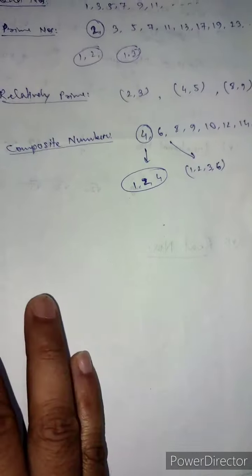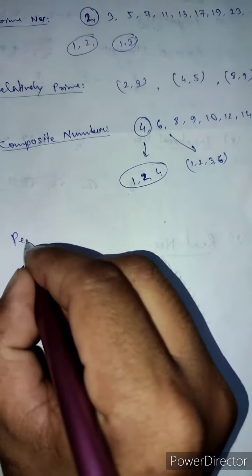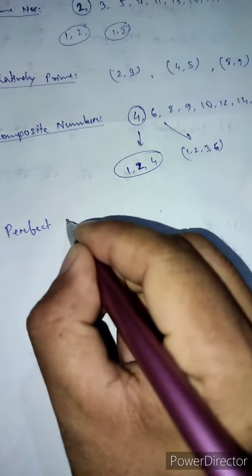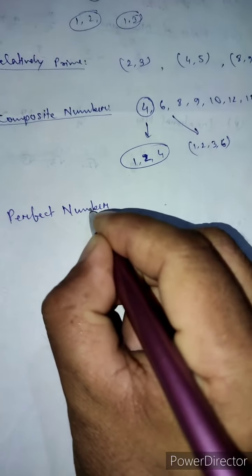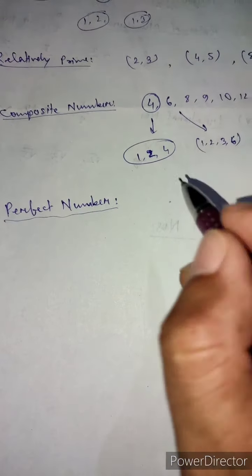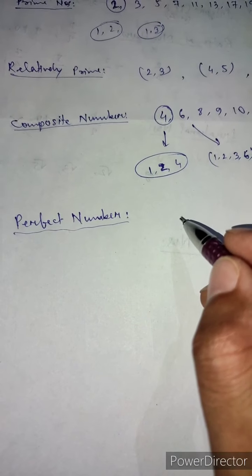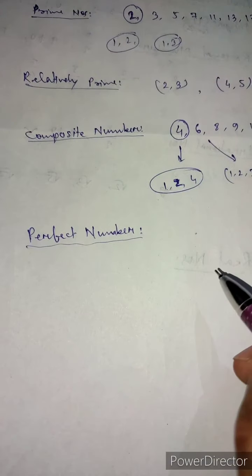Lastly, let us know today the perfect number. So what is this number? If the sum of all the factors of a number, other than the number itself, is equal to the number, then the number is called a perfect number.